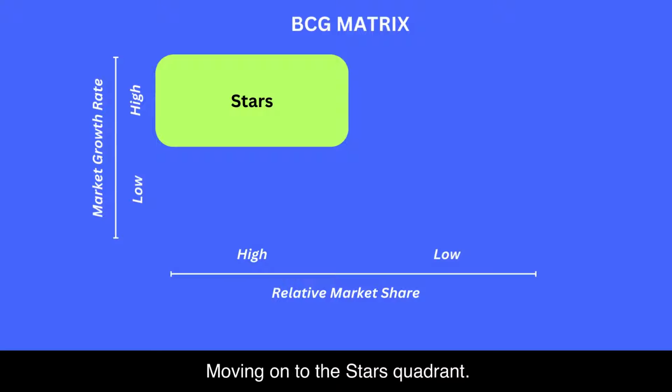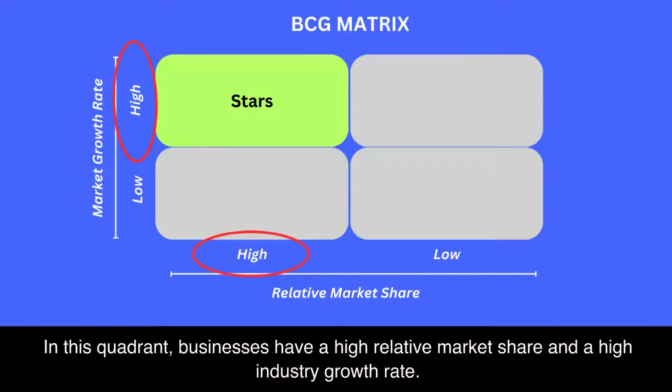Moving on to the stars quadrant. In this quadrant, businesses have a high relative market share and a high industry growth rate.